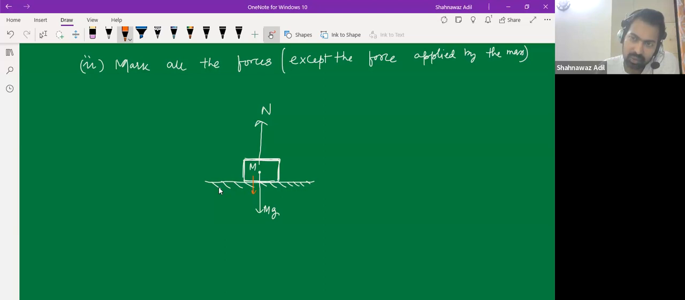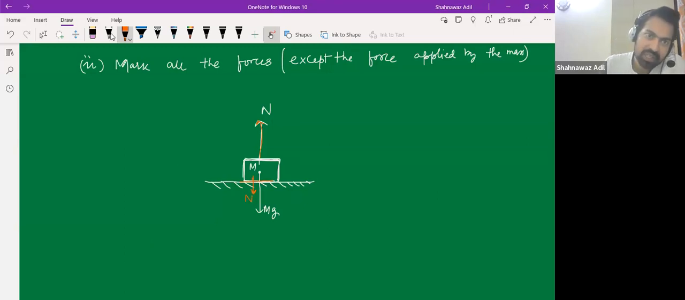What is this? Surface. So what is the normal reaction? This surface is applying the normal reaction perpendicular to this surface, and then this block is also applying the normal reaction perpendicular to this surface, right?